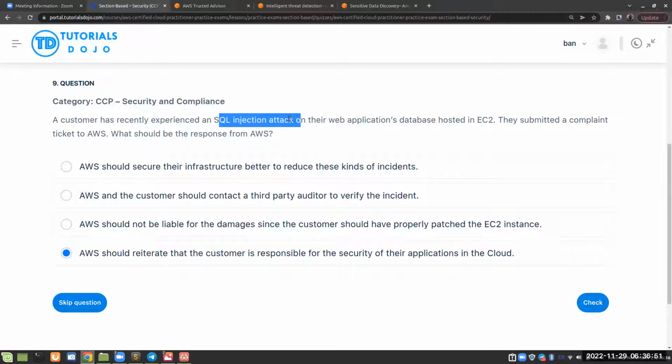So that is a service that AWS gives to deal with anything that has to do with that. The web application here is hosted on a database. So that's the first thing. A customer has recently experienced that, and there's a service from AWS that can handle that. But what they are doing is they have submitted a complaint ticket to AWS. I hope everyone is following the line of the question, right? Or the reasoning, or how you should look into this.